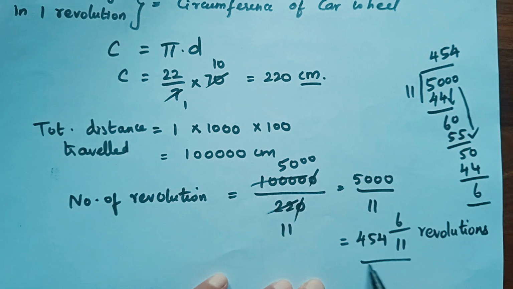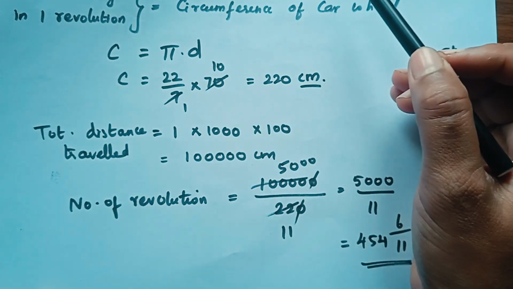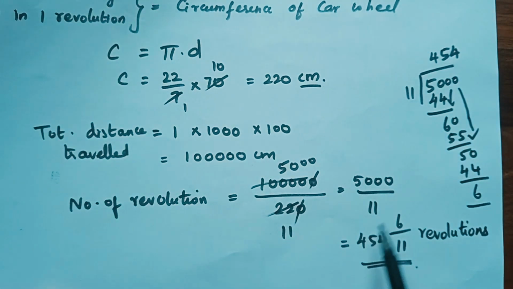So this is the answer for the above question. We need to find the number of revolutions. So here the number of revolutions, we got it as a fraction, 454 6 by 11.